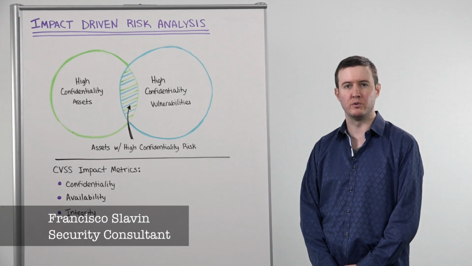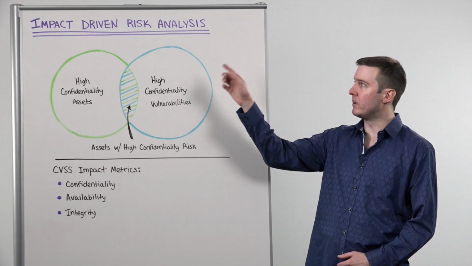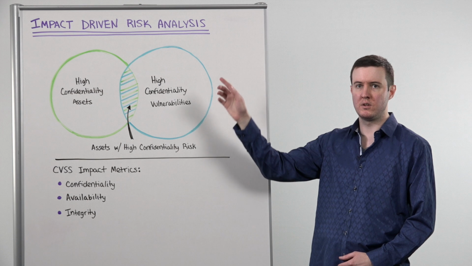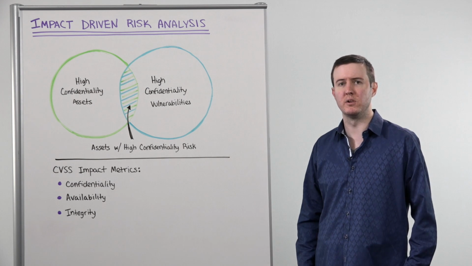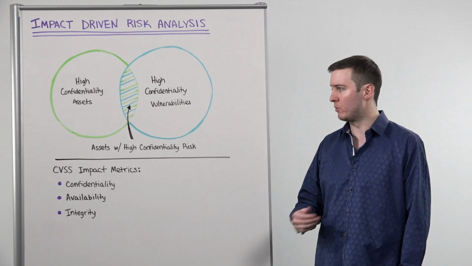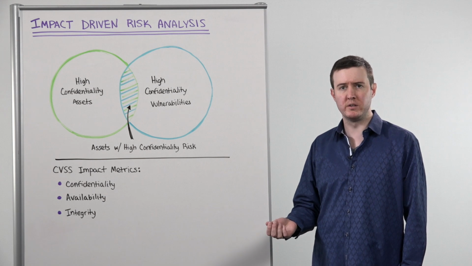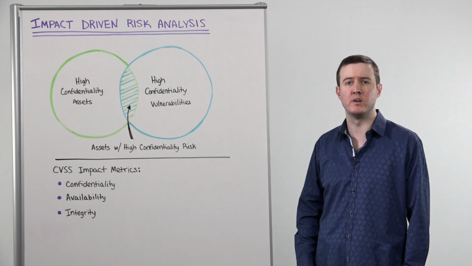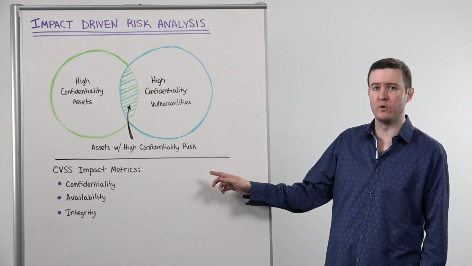I'm a security consultant with Rapid7, and today I'm here to talk to you about doing impact-driven risk analysis. So most people have done some prioritization within their vulnerability management program, and one common metric that most folks are familiar with is a CVSS score, usually that 1 to 10 number that will tell you how significant a particular vulnerability is. However, that 1 to 10 is not the whole picture.